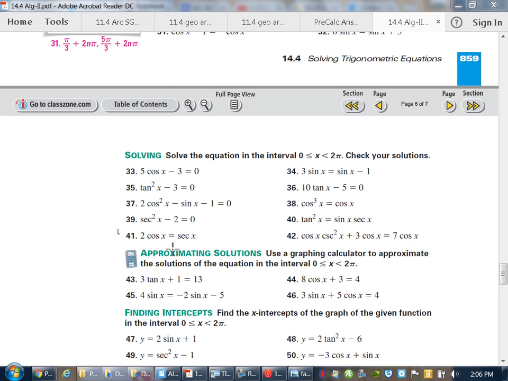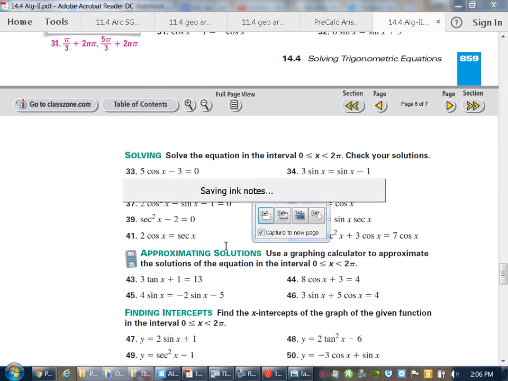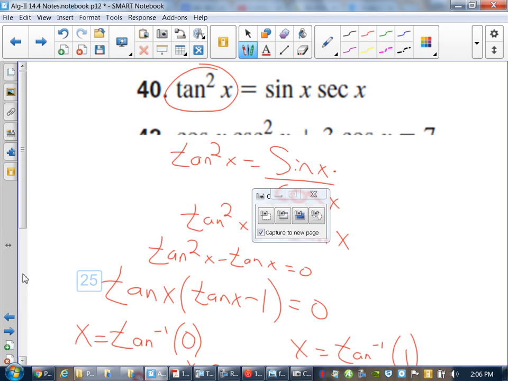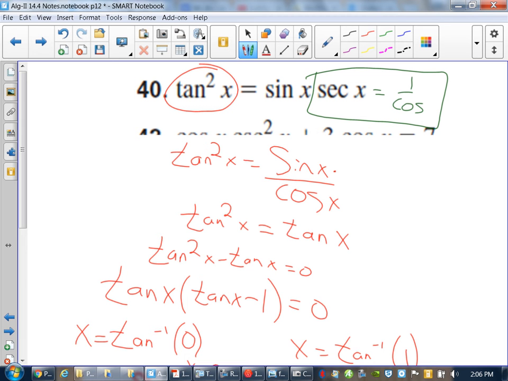The other problem was 41. 41 is the other sneaky one. Secant's the inverse of cosine, isn't it? Yes, ma'am. With the last one, what happened to the sine x and secant x? They turn into a tangent. Because remember, you go back to your trig identities, the identities that we know. We only know 6 things. Secant is 1 over cosine. Cosine is 1 over secant. That was one of the trig identities we talked about back in 13.2.